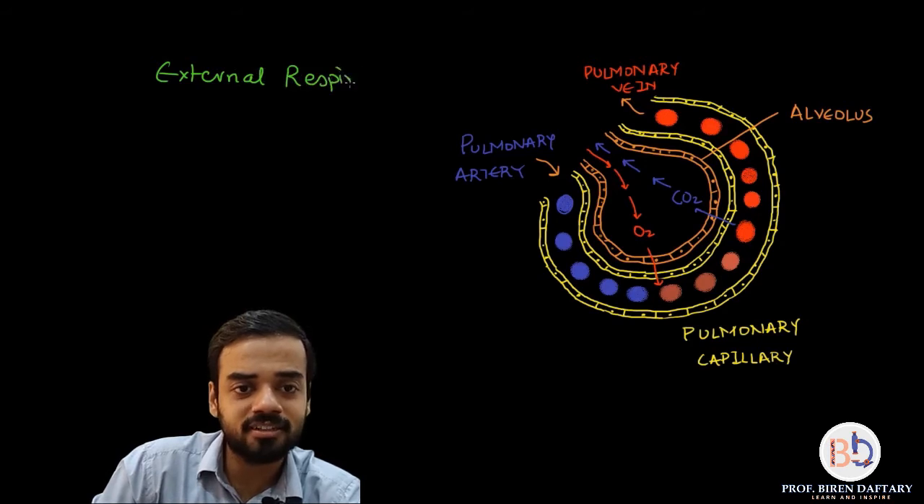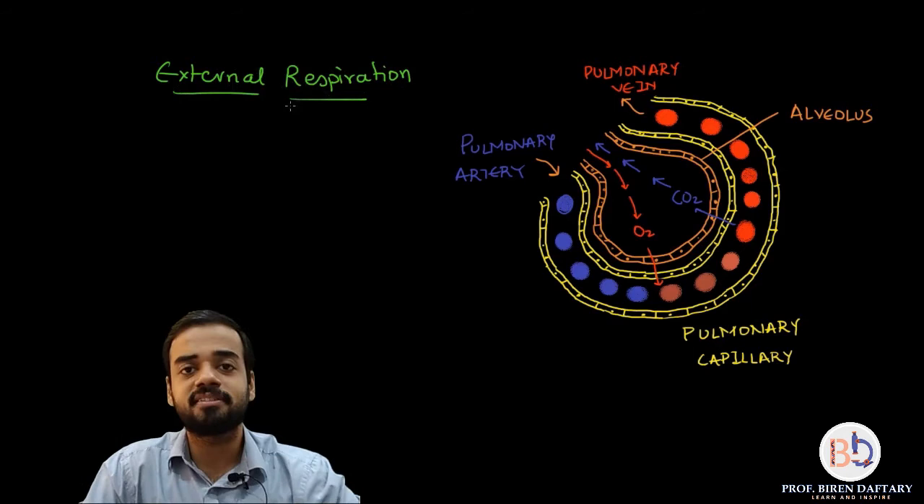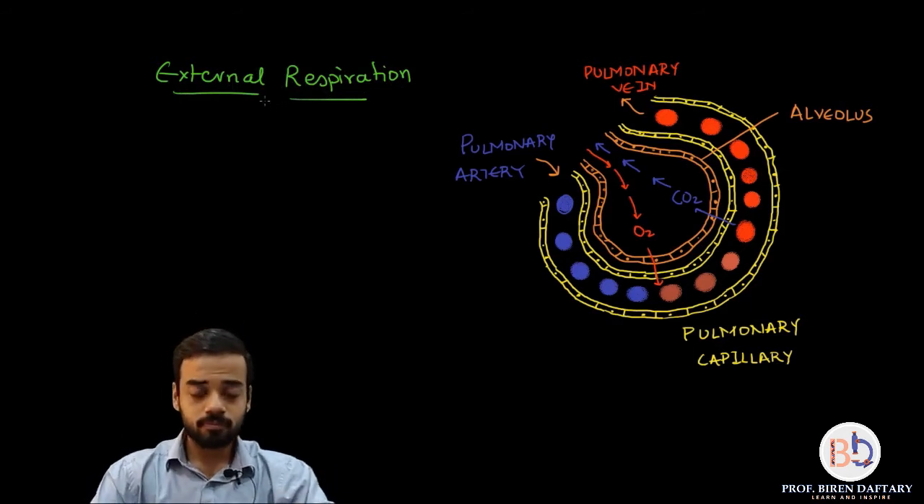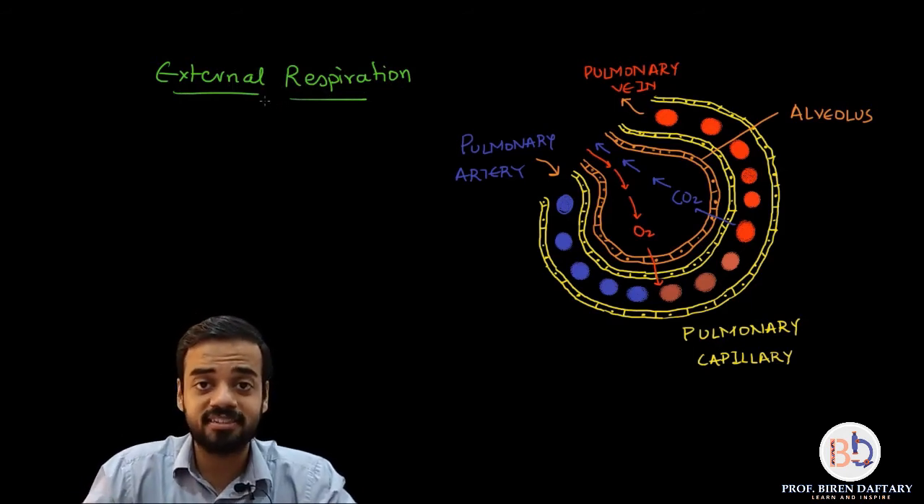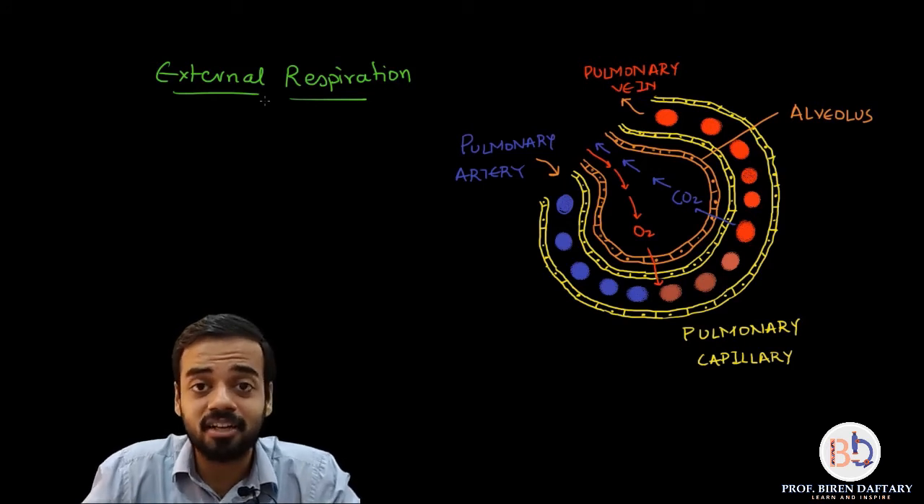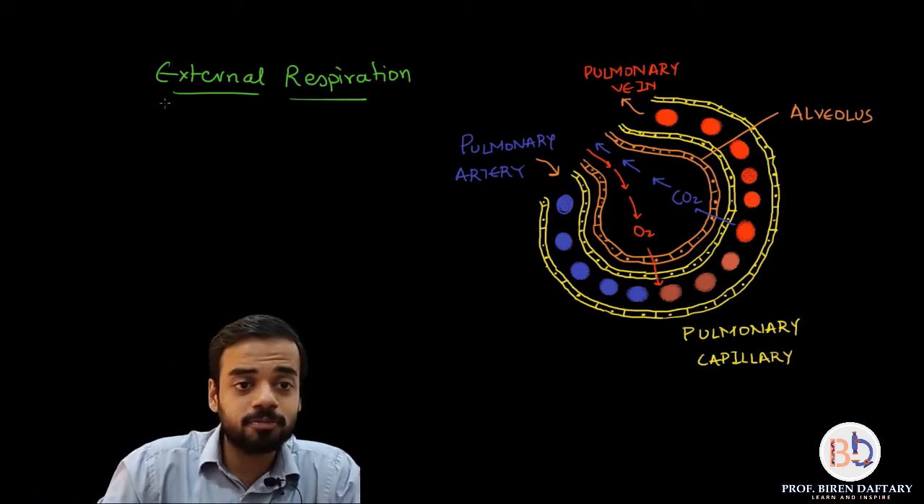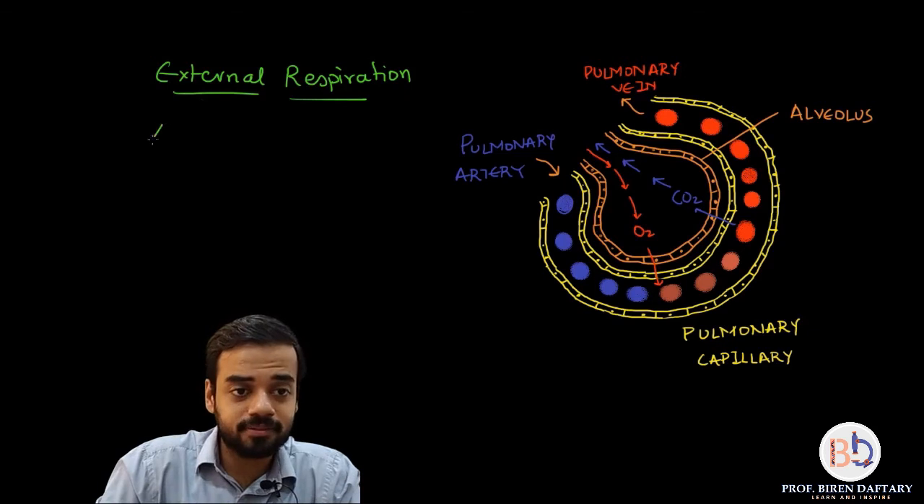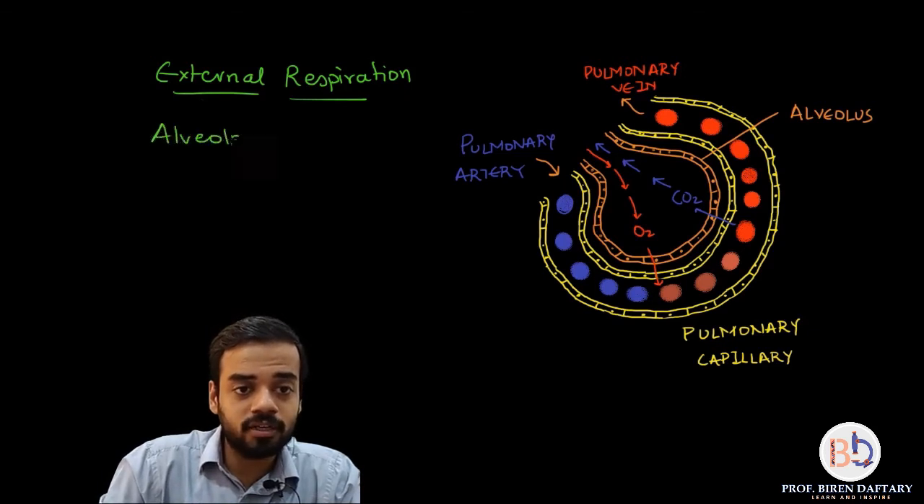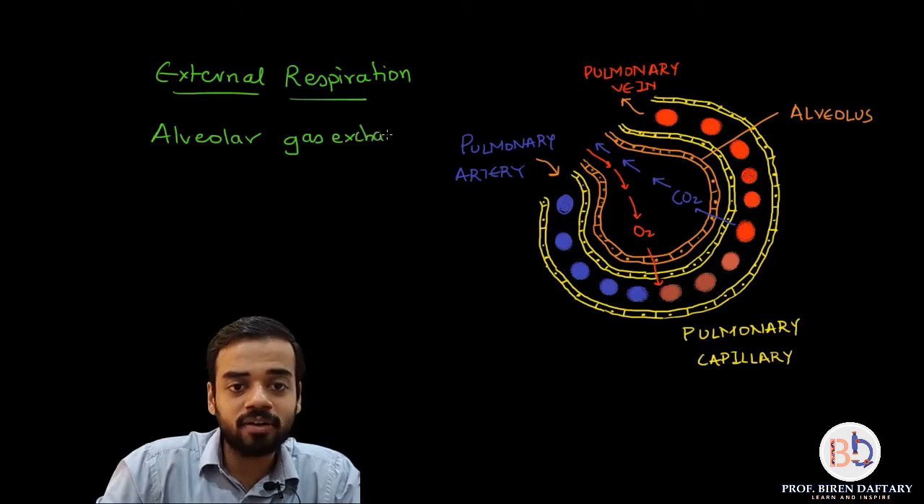Now what is external respiration? So external respiration is basically the part where you show how the gaseous exchange takes place at the alveolus. Okay, so this part can also be called alveolar gas exchange. How is gas exchanged?